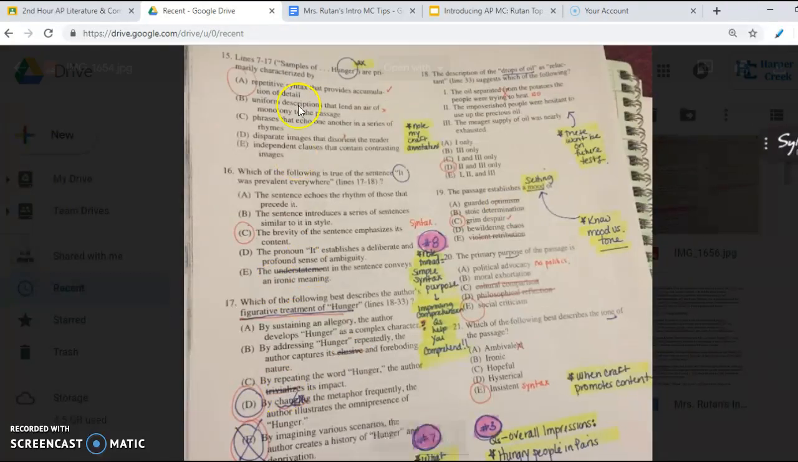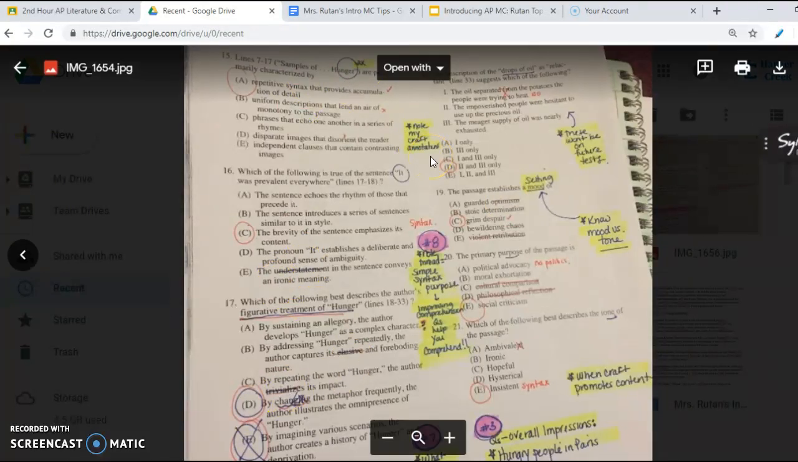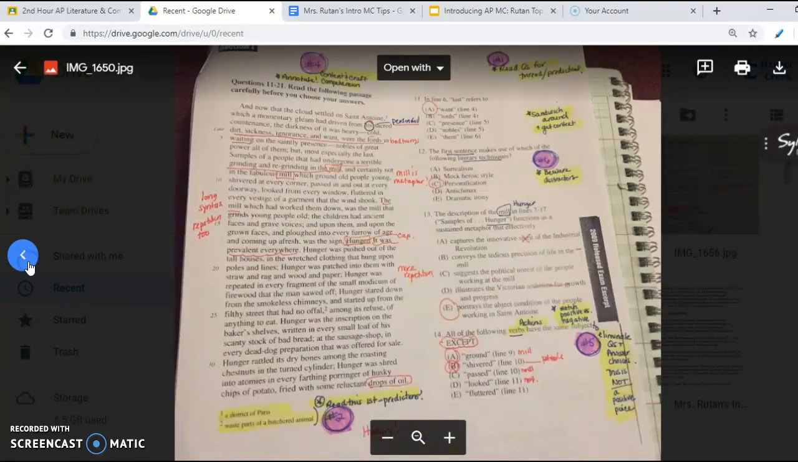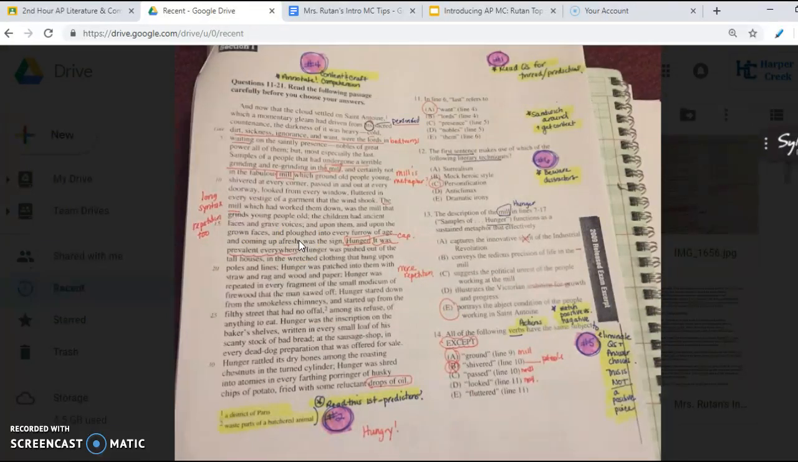You can see I have a lot of little scratch outs, but also watch out for the distractors. The distractors are an opportunity for the AP reader to put something on the page that makes you think it's right because it, quote, looks right. It looks AP-ish. It looks upper level, but that doesn't mean it's right. So question 12 is a perfect example.